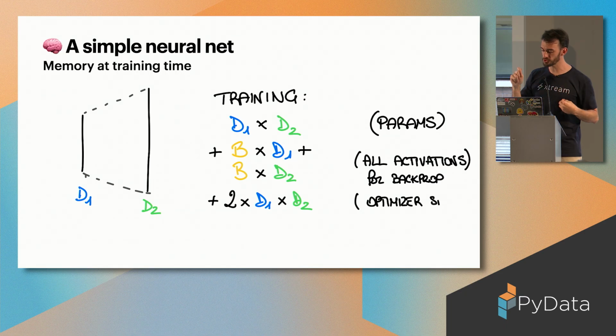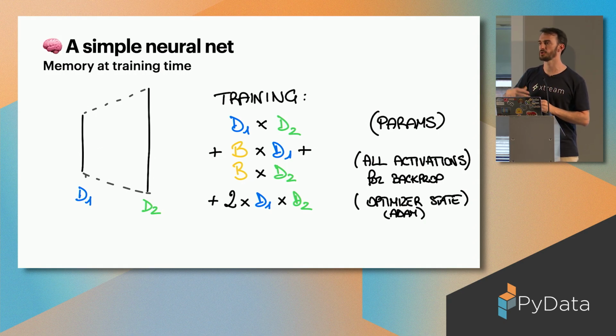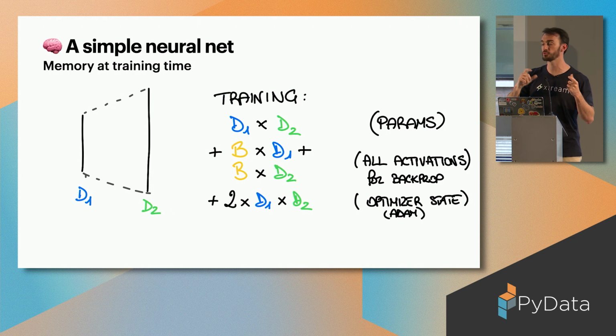You will also need to store as much memory as 2 times the number of parameters in general, because we will use a specific optimizer called Adam, and the optimizer is what basically tells you by how much you want to adjust the parameters when you learn.